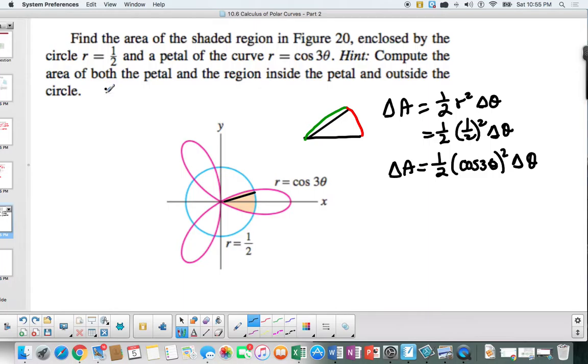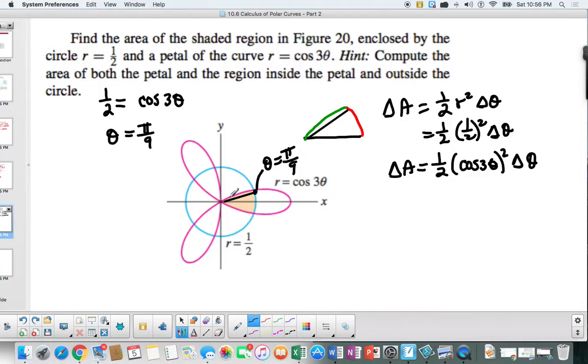Now it's going to be important that I find where these meet, so I'm going to set the two radii equal to each other. And this is going to take place when theta is equal to pi thirds, or I'm sorry, pi ninths. If I put pi ninths in here, then I'm going to get pi thirds. This whole quantity will be pi thirds, and then I'll get the 1/2. So this point right here is when theta is equal to pi ninths.